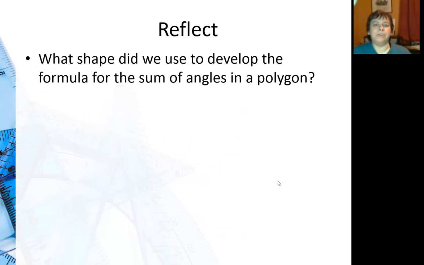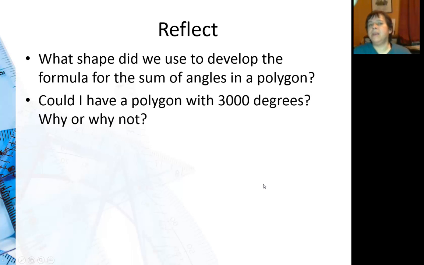So for further reflection, what shape did we use to develop the formula for the sum of angles in a polygon? And could I have a polygon with 3,000 degrees? Why or why not?